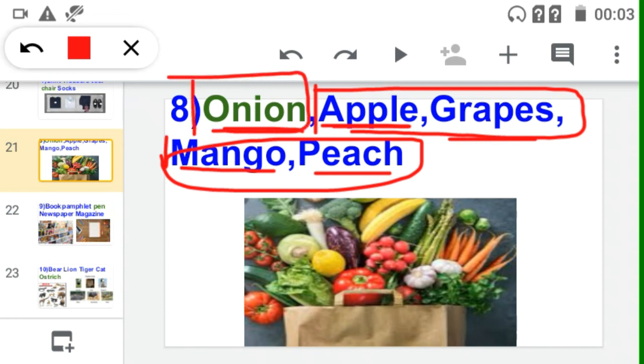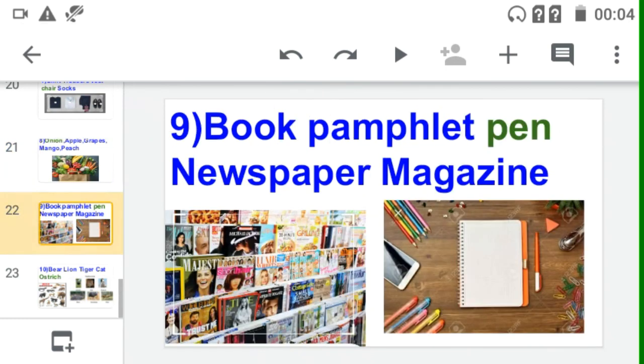But onion is a vegetable. So that's why your answer is onion. Because onion is a vegetable, and these four things are fruits. So onion is the odd one from these four things. Correct.